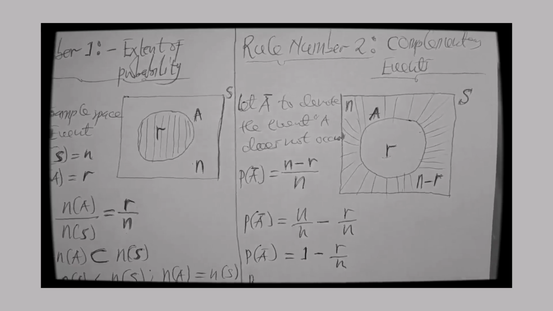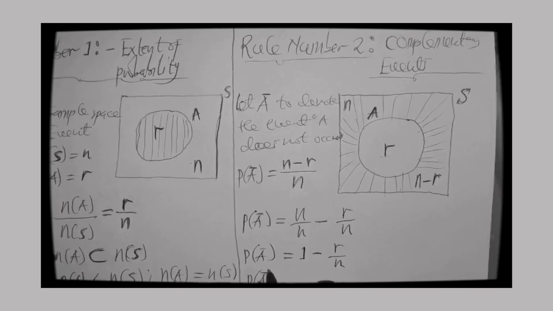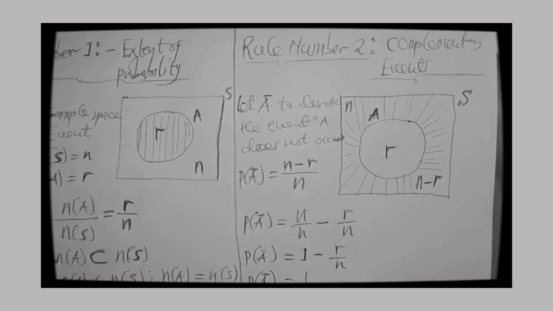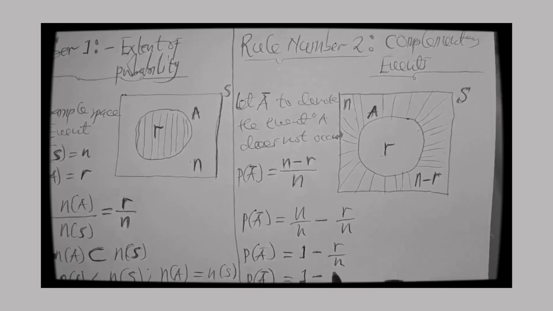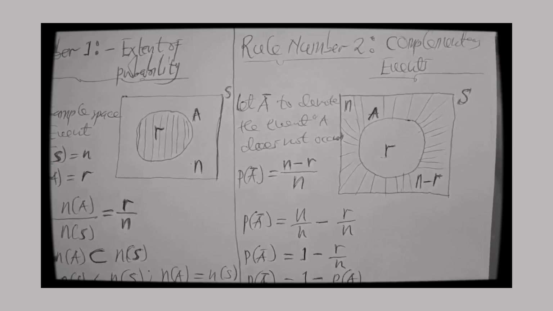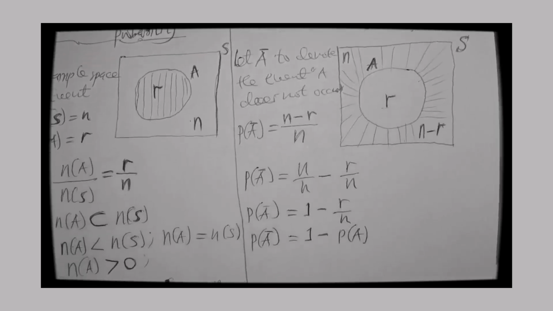So therefore, we can say that the probability of an event not occurring, which is the A, will give us what? 1 minus the probability that an event will occur. And that is how we derive this formula.